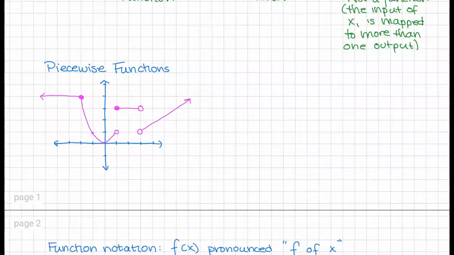Let's look at them piece by piece. This piece right here, this first one, is part of a horizontal line. And it's a horizontal line at y equals 4. So that first piece is part of the equation y equals 4.